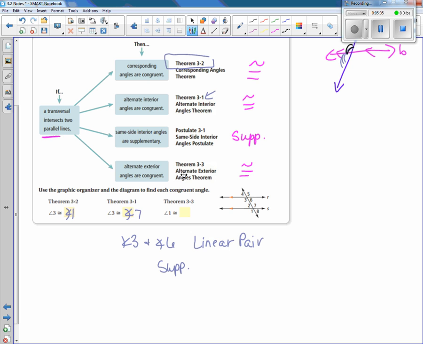Theorem 3.3 is alternate exterior angles. This is going to be on opposite sides of the transversal and outside of the linear pair. Okay, if we look at angle 1, which is in this bottom left position, what would be an alternate exterior angle to angle 1? Angle 5 is correct. Okay, angle 1 and angle 5 will be congruent based on Theorem 3.3, which states that if the lines are parallel, the alternate exterior angles will be congruent.